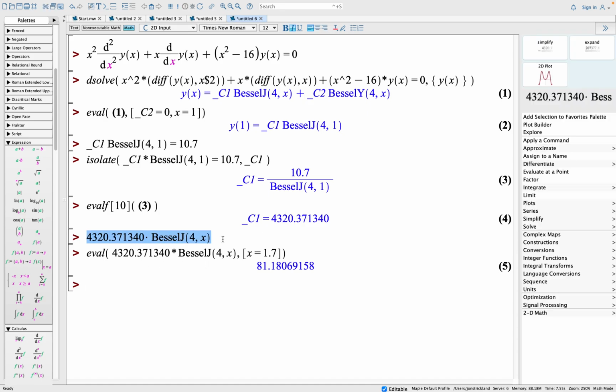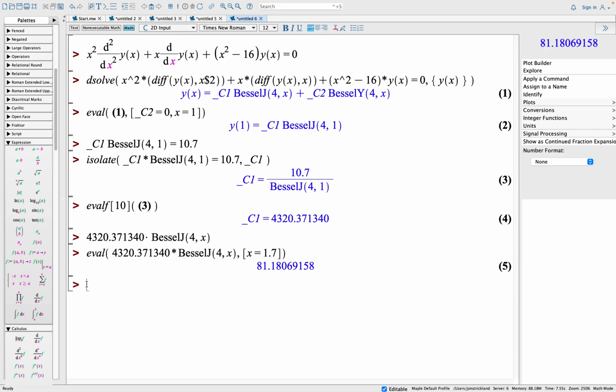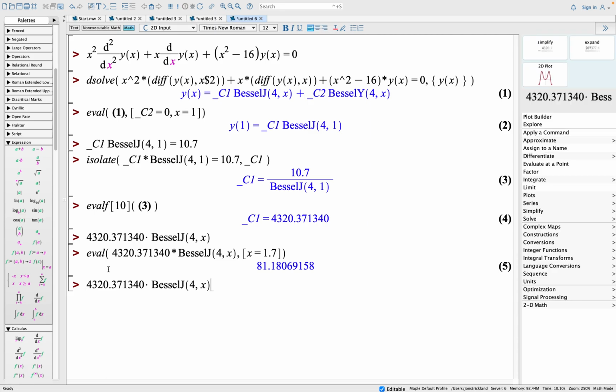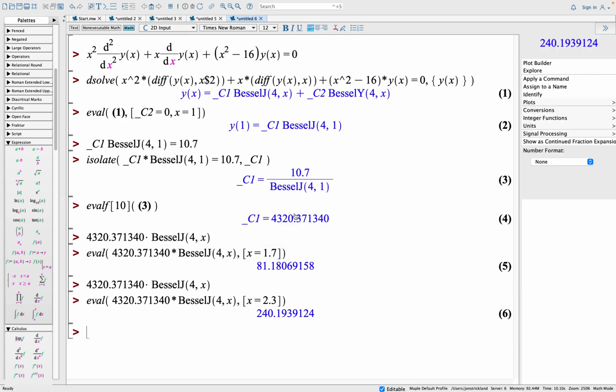And if I go back to this command, and this time evaluating where x is going to be at 2.3, this is going to end up being the output in this case.